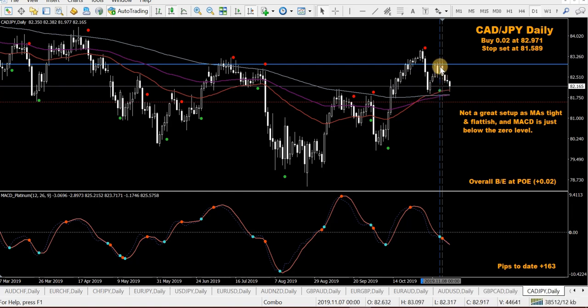CAD yen, yeah, I'm on the wrong side of this trade. Took a buy last week here. Then look at that big bullish candle, bearish candle, bullish candle, bearish candle. Always the case. So it's come down. I've got a stop in place where there's my entry there, so it's not good.